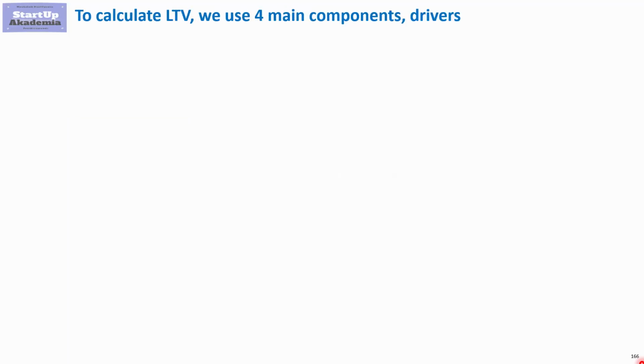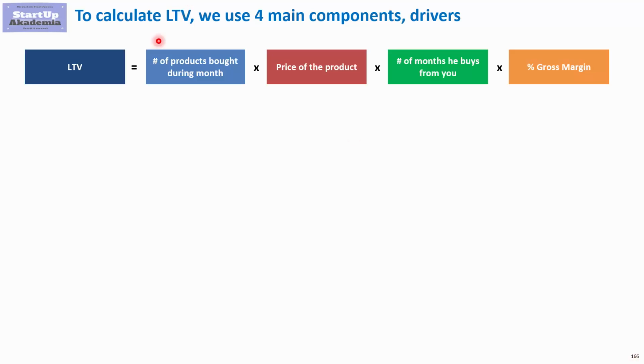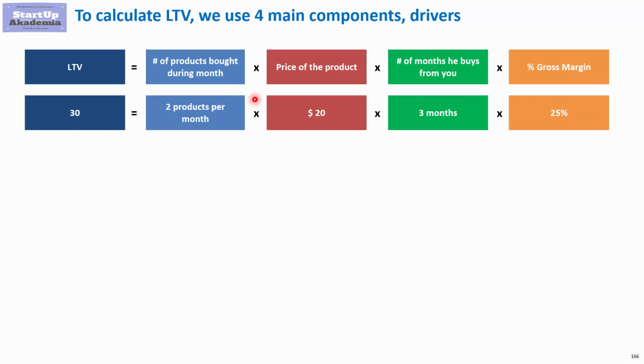So to calculate the LTV, we actually have four main components. We need to look at the number of products he buys from us during the month, the price of the product, how many months he buys the product from us, and the gross margin we get on every purchase. So for example, if he's buying 2 products per month, every product costs $20, and he will stay with us for 3 months, we have 25% gross margin, the LTV will be 30.